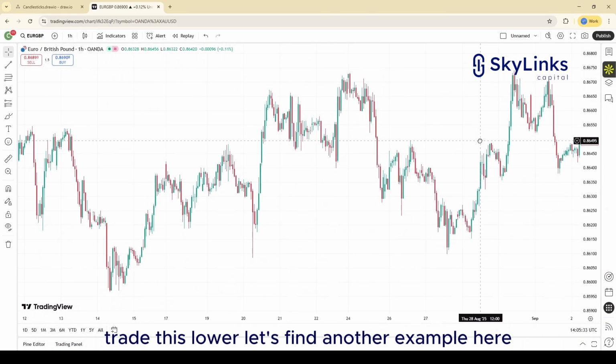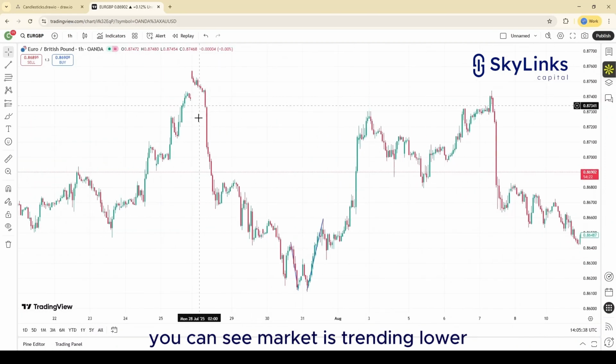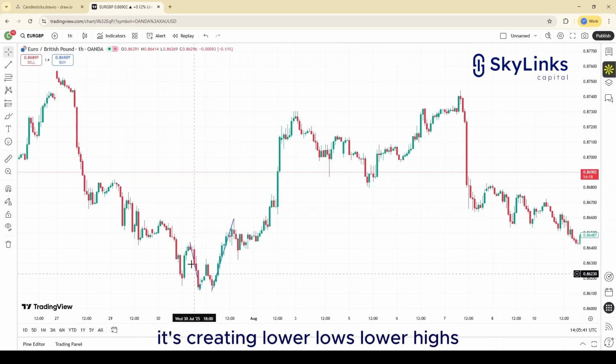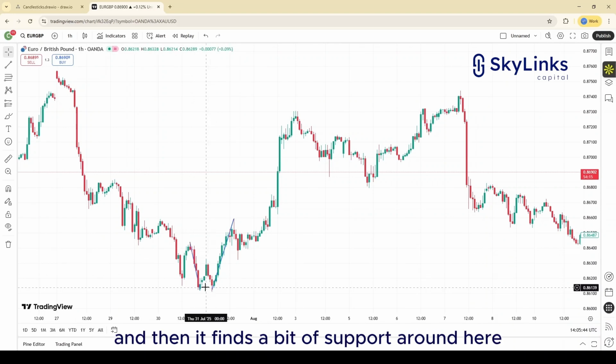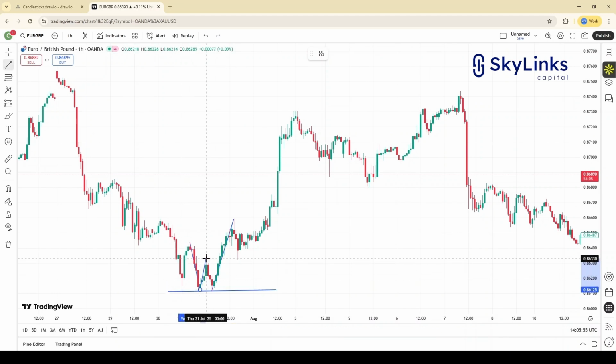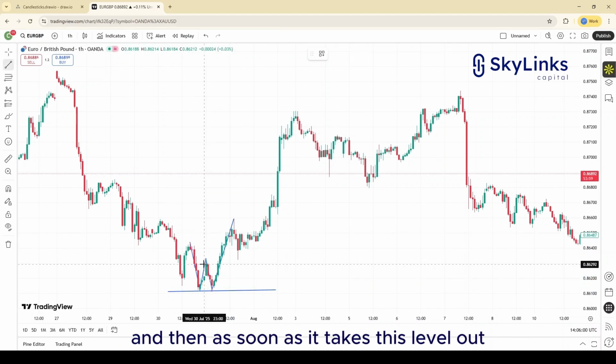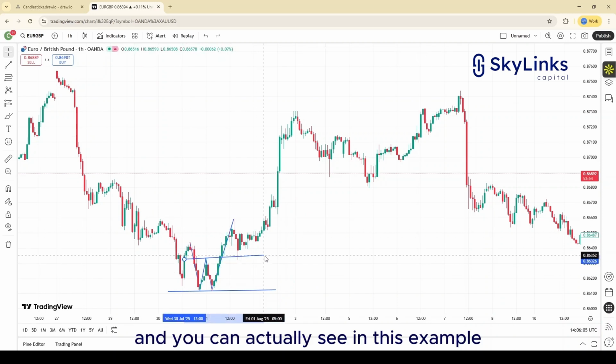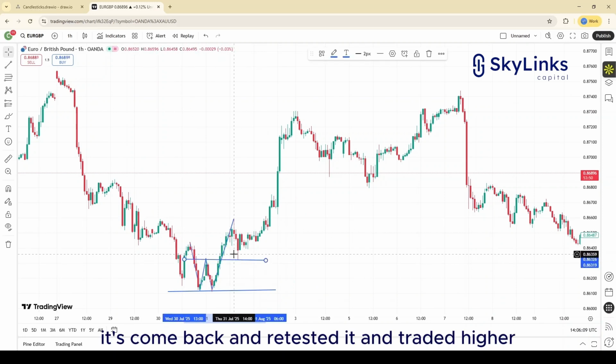Let's find another example. Here you can see market is trending lower. It's creating lower lows, lower highs, and then it finds a bit of support around here. And then we've got, some people call this W, I call it a double bottom. And then as soon as it takes this level out, you trade this higher. And you can actually see in this example, it's come back and retested it and traded higher.